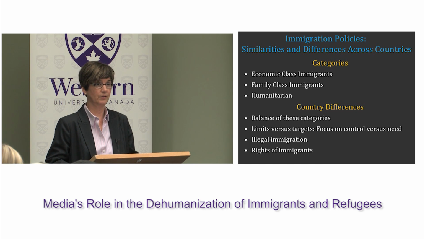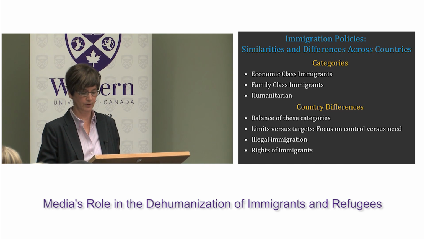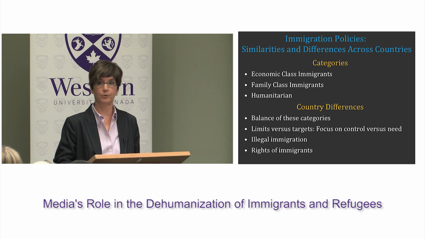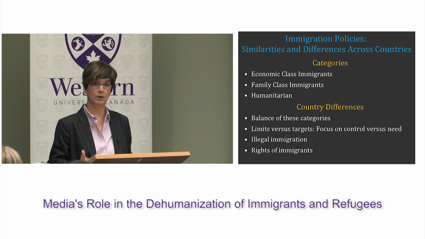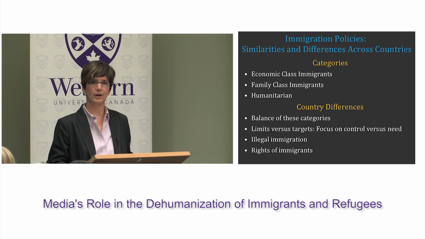A number of countries have these three categories, but there are huge differences among countries in how we really frame immigration in our policies. For example, the balance of these categories is really different across countries, as I said. Canada has a very large economic class of immigration. It's our biggest category. In the United States, for example, it's family. The main policy bringing in people is through family class.